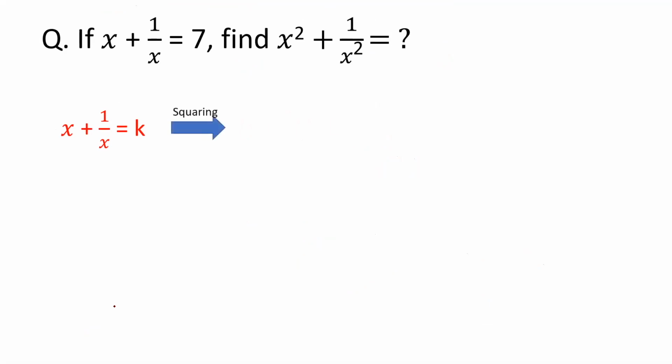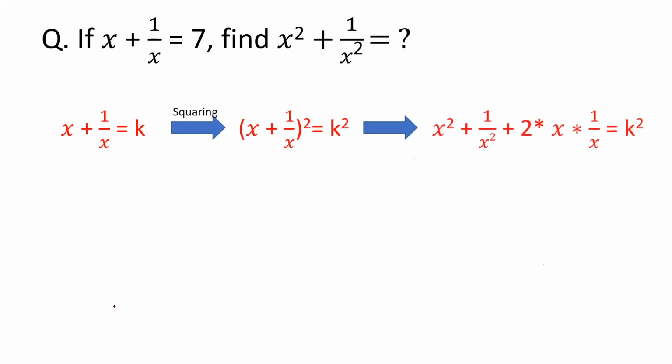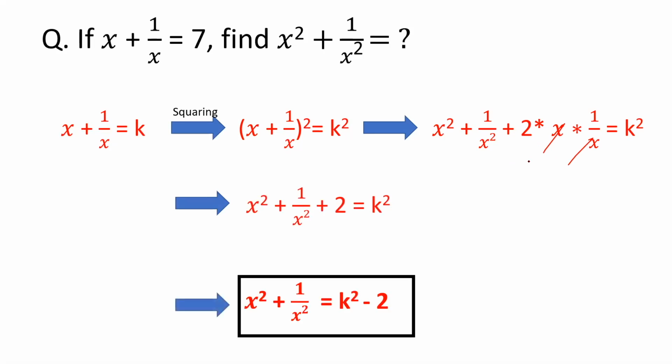Okay, so we'll square both sides first. We'll get x plus 1 upon x the whole square equals k square. So the left hand side becomes (a plus b) the whole square, right? It's a square plus b square plus 2ab, right? So when you square, the left hand side becomes x square plus 1 upon x square plus 2 into x into 1 upon x. So we'll get x square plus 1 upon x square plus 2 is k square. Take the 2 on the right hand side. You have x square plus 1 upon x square as k square minus 2.